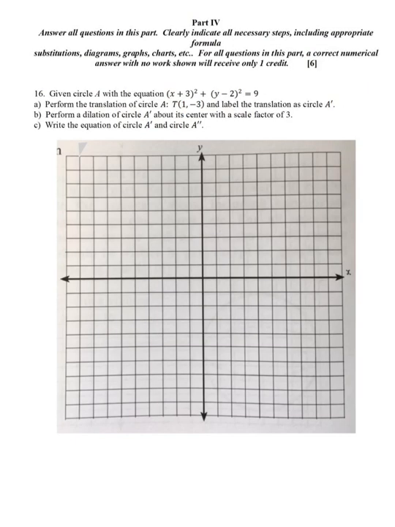So number 16, we're given a circle A with this equation. We want to perform a translation, label it A prime, perform a dilation with a scale factor of 3, and write the equation of a circle for A prime and circle A double prime, which is the dilation. So the first thing I'm going to do with regard to the given equation of circle A, I'm going to identify the center, which is negative 3, 2, and the radius to be 3.